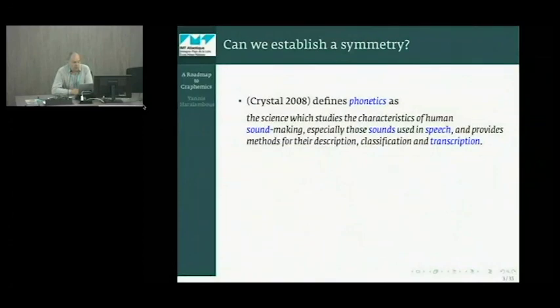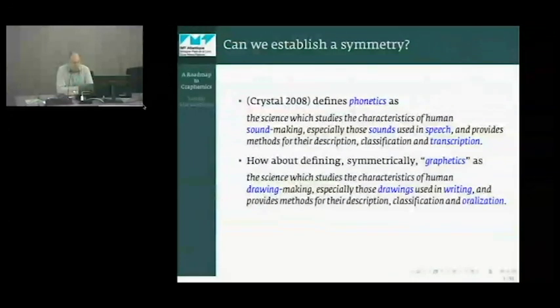So I will start by trying to establish a symmetry. The least we can do is ask ourselves, okay, there has been a century working on phonetics and phonology. Couldn't we have something symmetric? So I found a definition of phonetics, as you can see, science which studies the characteristics of human sound making. And maybe we could define something symmetric, which symmetrically we would call graphetics. And I just replaced the word sound by the word drawing, and speech by writing, and transcription will be, in the other sense, oralization. This looks quite nice, it's symmetric.